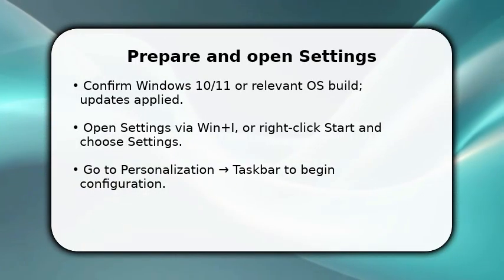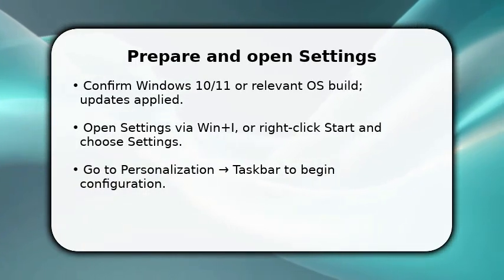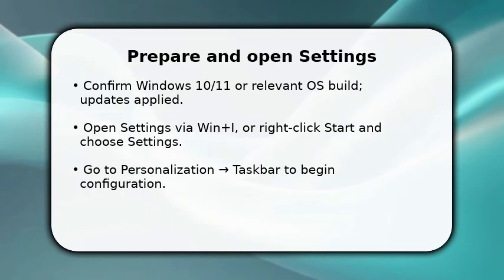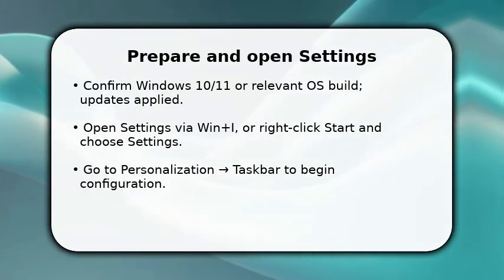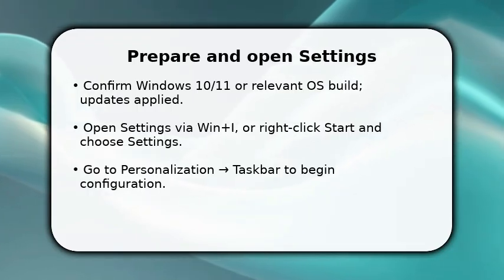You'll begin by confirming your OS and updates, then open Settings immediately with Win+I. Once in Settings, navigate to Personalization and choose Taskbar. This puts you right where the Taskbar options are.